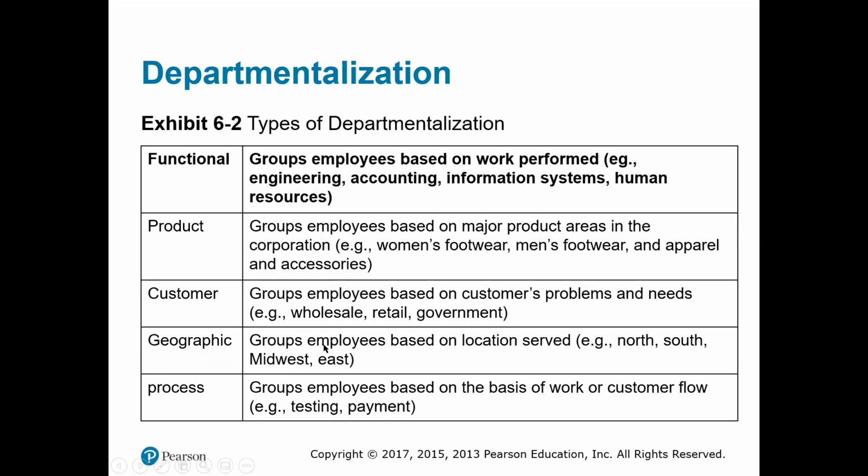So this is the second element. First one is specialization. The second element of any organizational structure is the way you group people and jobs together to do something. And those are called departments, and departments can be based on any of these criteria.